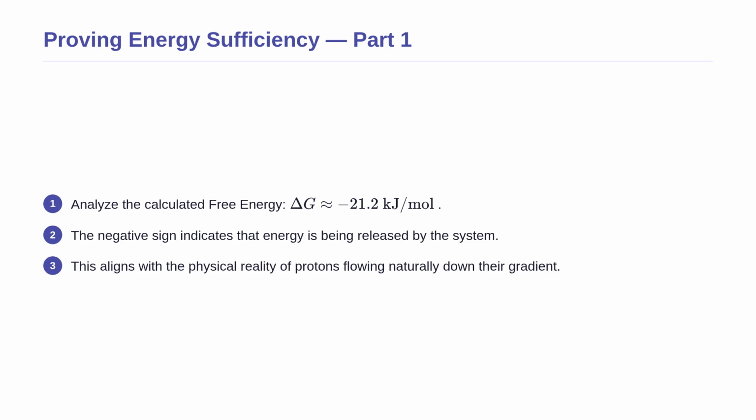We found that delta G is approximately -21.2 kilojoules per mole. The negative sign in this formula is incredibly important. In thermodynamics, a negative delta G indicates that energy is being released by the system into its surroundings. This makes perfect sense intuitively because the protons are flowing naturally down their gradient from high pressure to low pressure, releasing stored energy, just like water rushing out of a dam.